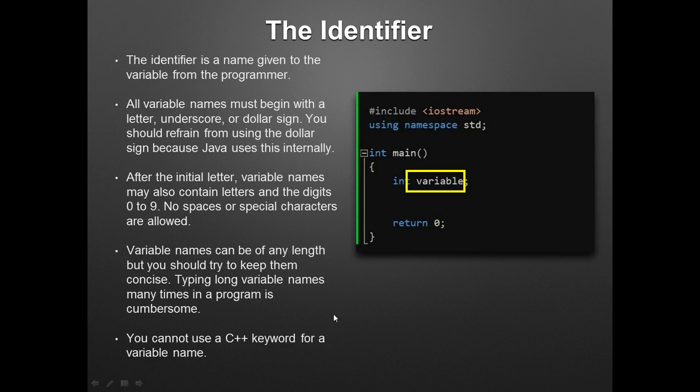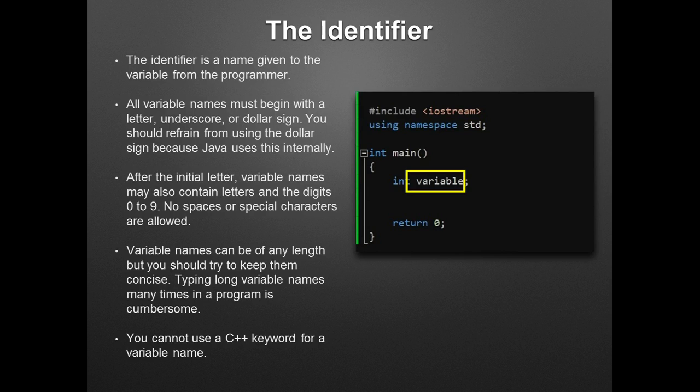So here's some things about the identifier. The identifier, again, is the name that's given to the variable by the programmer, so you can name this whatever you want, but there are a series of rules. The variable names must begin with a letter or an underscore, and they can even use a $ sign. But don't use the $ sign because Java uses that, and you don't want to mix this around. Because chances are, if you continue in computer science, you will also learn the Java language. That will really mess with your head.